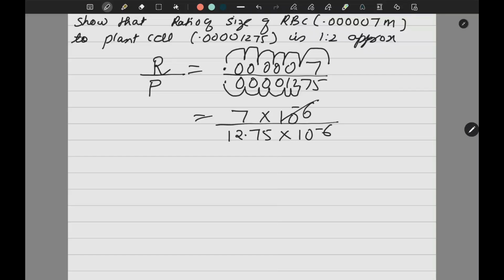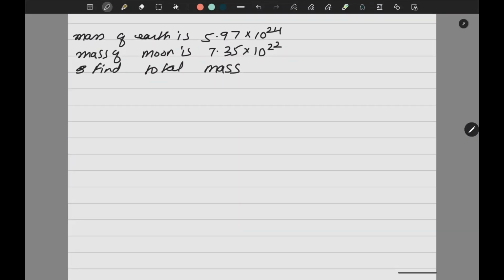Now 10 to the power minus 6 is gone. Now this is R upon P. Now 7 was a 7, and 12 is a little bit more than that. 7 twos are 14, so that is approximately 2. That is the reason I got it is approximately equal to 1/2, that is 1:2. You won't get the exact answer here; we have to write an approximate answer. Let's come to the next one.